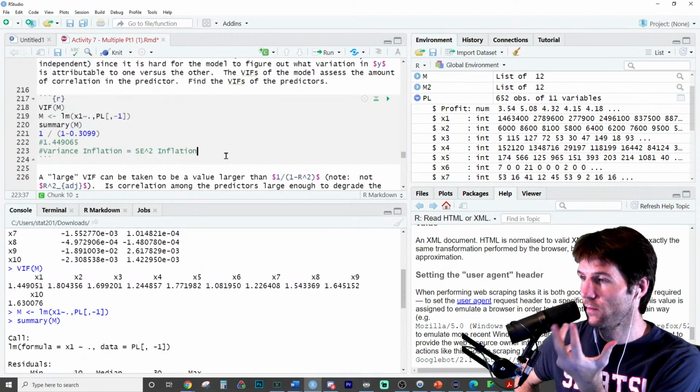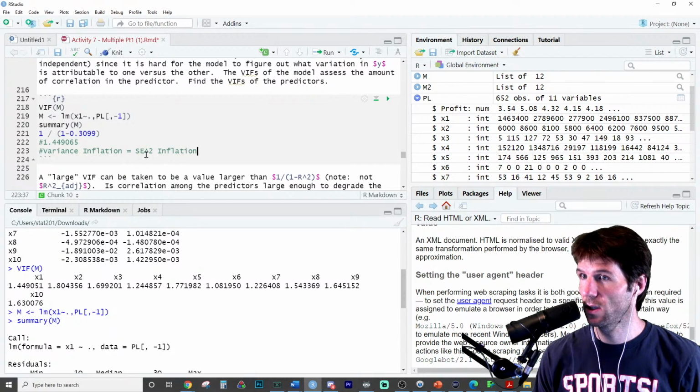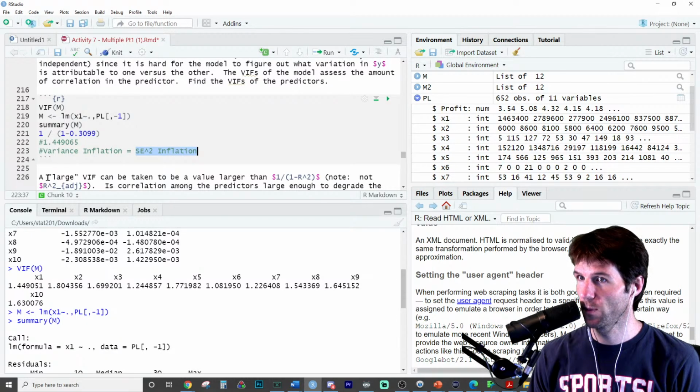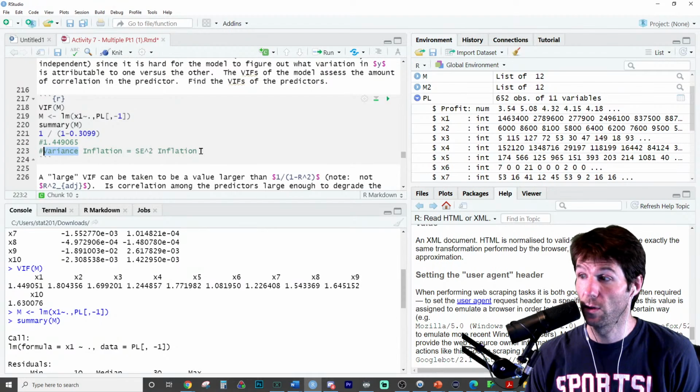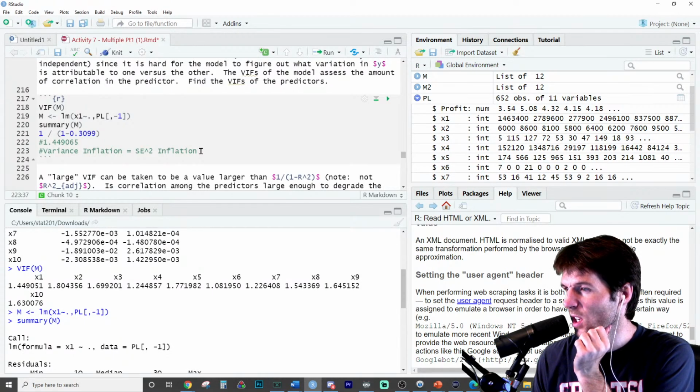So how could we take variance inflation and bring it back to just standard error inflation? Think about what you could do to both sides of this mathematically. Look at the equation: variance inflation equals standard error squared inflation, because standard error squared is variance. So what can we mathematically do if we want to know how much the standard error has been inflated?